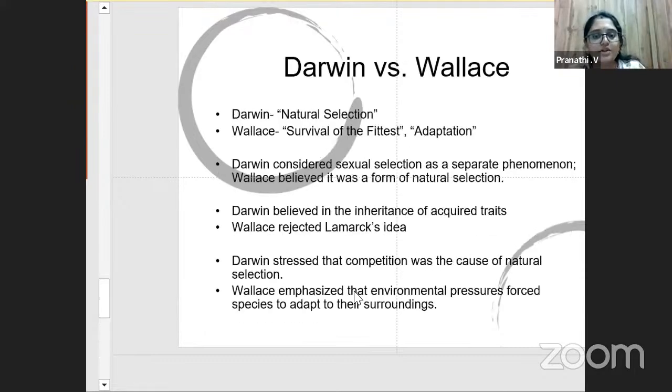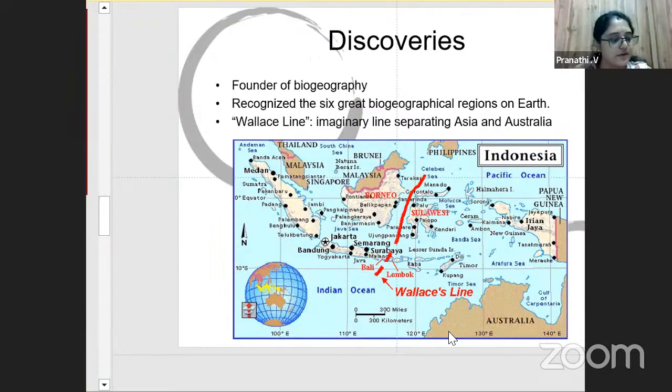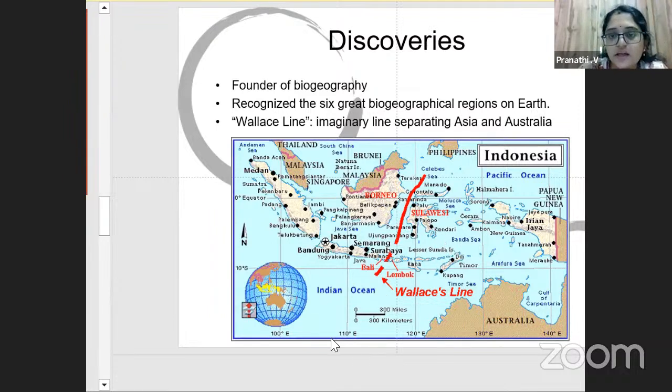So when it comes to Wallace's line, like I told you, there was a discovery that Australia and Asia were separated. And because of this, he had formulated ideas on evolution by natural selection, observing and collecting the wildlife present in islands in Southeast Asia, especially fauna in Bali and Lombok. This is where he had proposed Wallace's line.